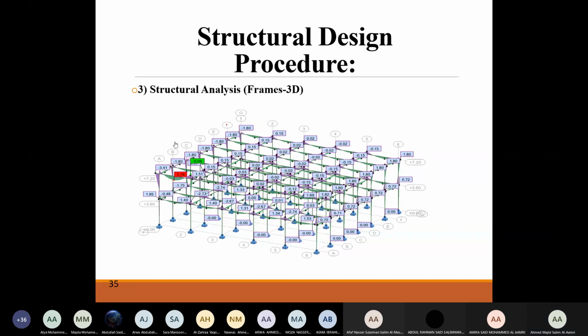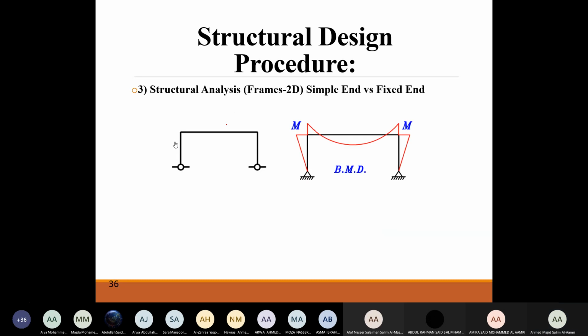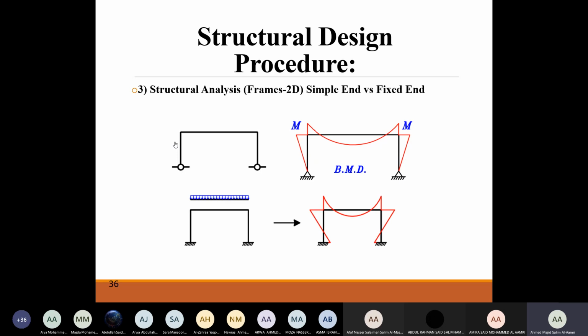Okay. Now this is the 3D. Analyzing a 3D is going to be a hectic job. That's why normally we use software rather than analyzing it manually. Of course, when it comes to reality, it's a 3D frame, not a 2D frame. I have already explained the simple end and fixed end. If you remember, this is going to be 0, and this is going to have a moment at the bottom. I think this is already clear. I spent a lot of time already on analysis.